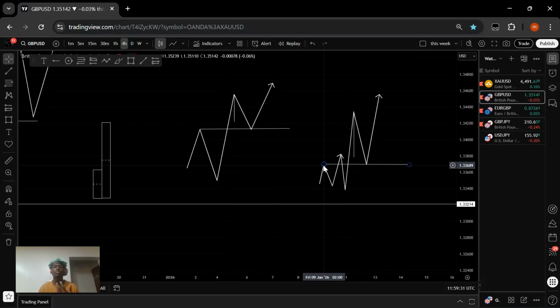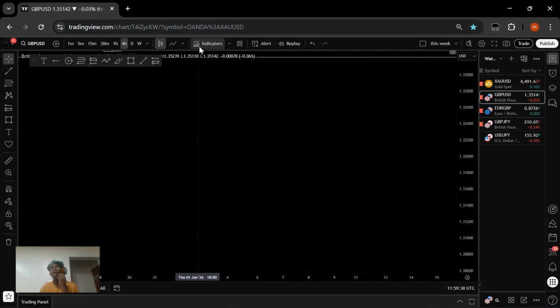So with that being said, let me explain. The first one, which is the engulfing candle. When we are dealing with the engulfing candle, there's a way I like to approach it. The engulfing candle for me, this is it.